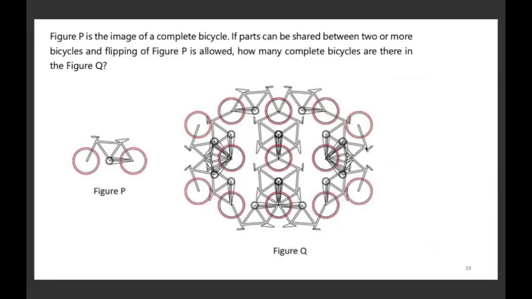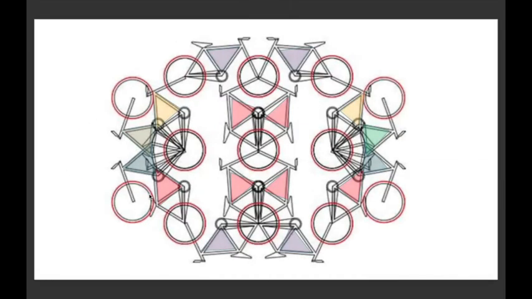Figure P is the image of a complete bicycle. If paths can be shared between 2 or more bicycles and flipping of figure P is allowed, how many complete bicycles are there in the figure Q? Okay, we have to count the number of bicycles that are there in the figure Q. This is how a bicycle looks like. So when you count the bicycles, there are a total of 16 bicycles.